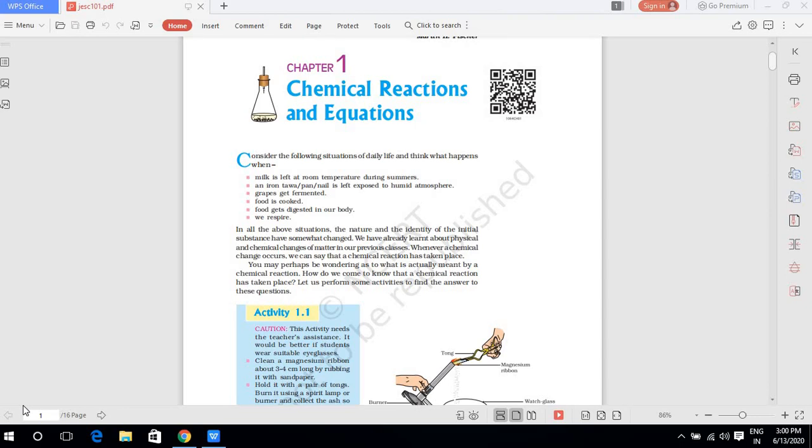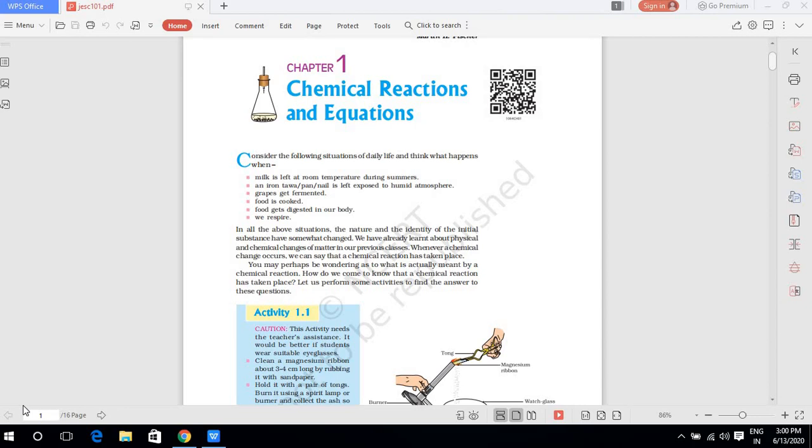Chemical reactions are, as the name suggests, reactions that result in chemical change. Now, there are two types of change: physical change and chemical change. But we will not be talking about physical change. We will be talking about chemical change only.